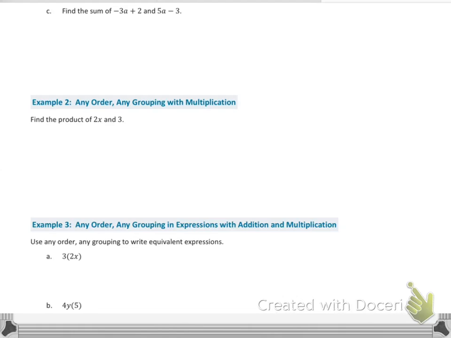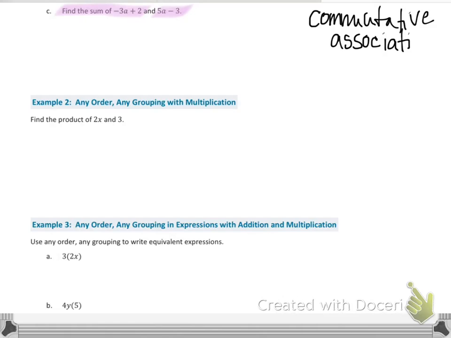Okay, so here's letter C, and it asks you again to find the sum of negative 3a plus 2 and 5a minus 3, okay? Now keep in mind that we are attempting to use commutative and associative properties, okay? And that's this whole idea of any order, any group, okay? Associative property. We're trying to use these. So they only apply to addition and multiplication, okay? In this case, we're concerned with addition.